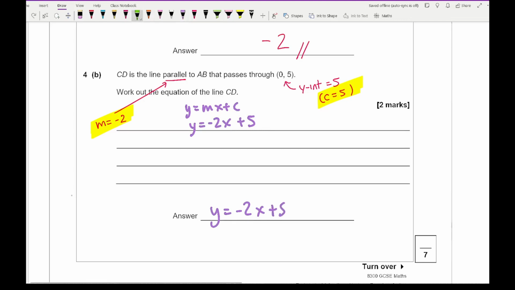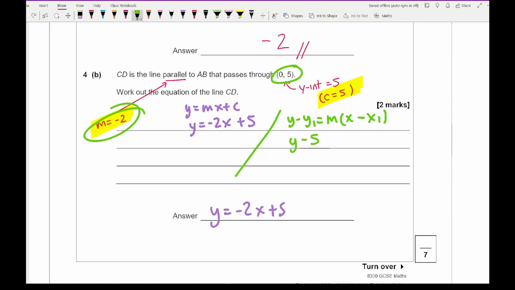Alternatively, you could have used y minus y1 equals m(x minus x1) and use this as your coordinate and used m as minus 2, so I'd end up with y minus 5 equals minus 2(x minus 0), in which case you get the same answer regardless of which method you choose. But which one should you use, y equals mx plus c or y minus y1 equals m(x minus x1)? It really depends on the information that's given. If you know the y-intercept and you've got a graph, go for y equals mx plus c. If you know the gradient and a coordinate, then go for y minus y1 equals m(x minus x1).